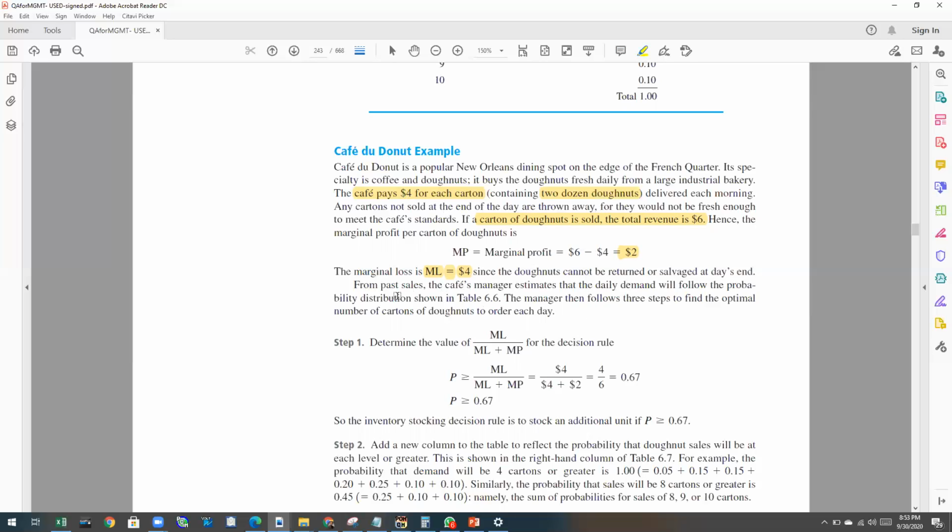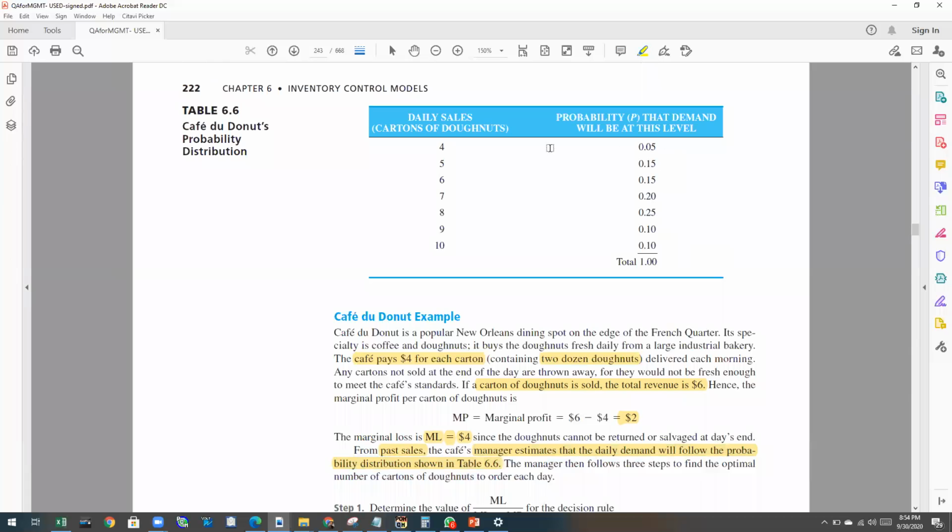$4. From past sales, the cafe manager estimates that daily demand will follow the probability distribution in table 6.6. Here is an example. They'll be selling 4, 5, 6, 7, 8, 9, 10. Based on history, there's a 5% probability of selling 4, 15% probability of selling 5, 15% probability of exactly selling 6. But those are exact probabilities.